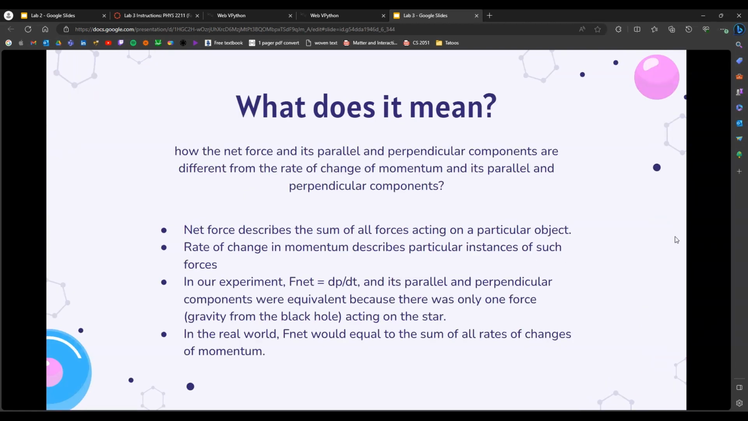For the net force and its parallel and perpendicular components being different from the rate of change in momentum, this is true in cases where the net force involves many different instances of forces. Since, though, in our presentation, the only net force in the first part of the lab is the force of the black hole acting on the star, the rate of change in momentum is equal to the net force. In the second part of the lab, though, we see that we have to add all of the components of the rates of change of momentum to actually find the net force components.